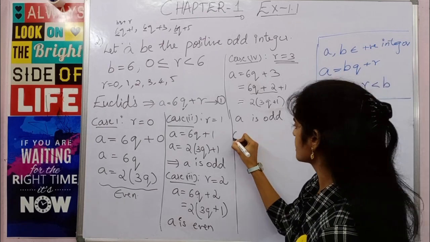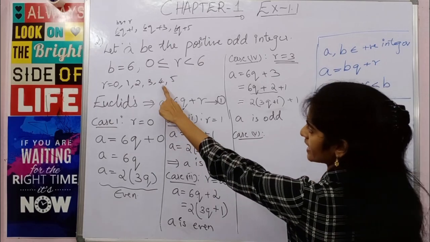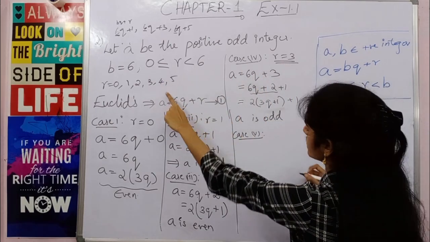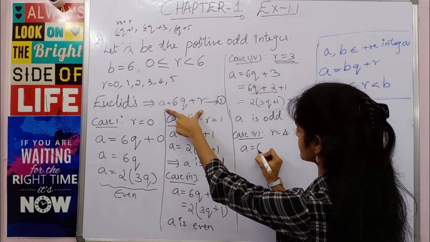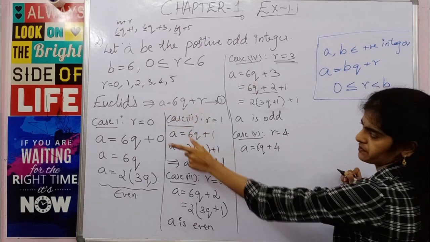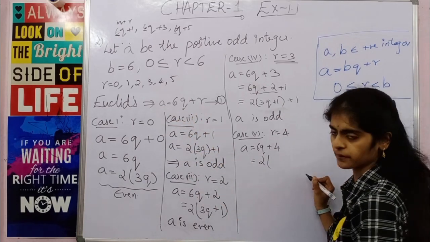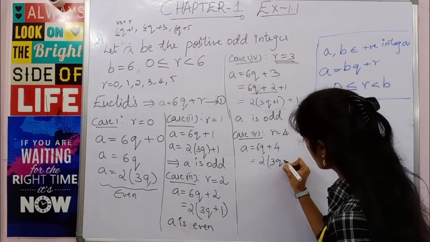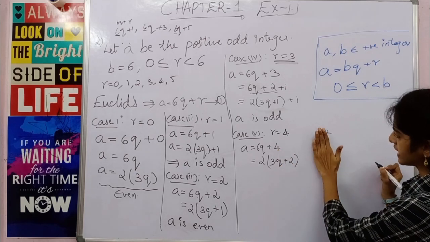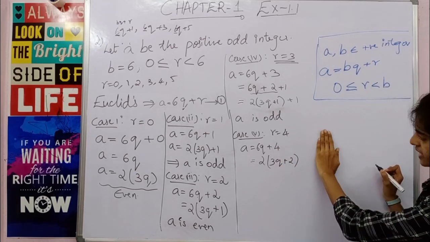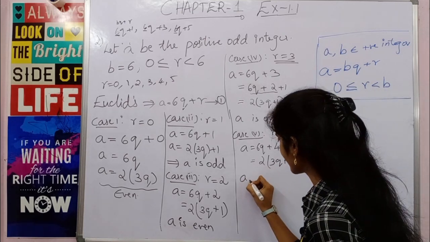Okay, so let us move on to the next one, case 5. In case 5 you will take R as 4. You have finished R equal to 3, you will take R equal to 4. So this becomes A is equal to 6q plus 4. Now here you can see you can take 2 common. So if you take 2 common, you will have 3q plus 2. So 4 you can write as 2 into 2, so taking 2 common, you are left out with 2. That is what I have written. So 2 into something gives you what? It gives you even. So here A is even.